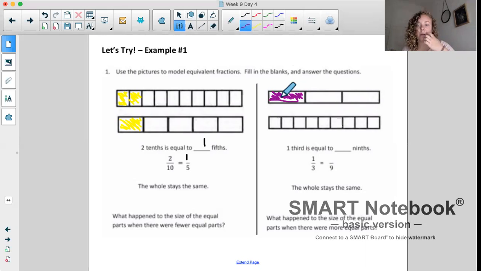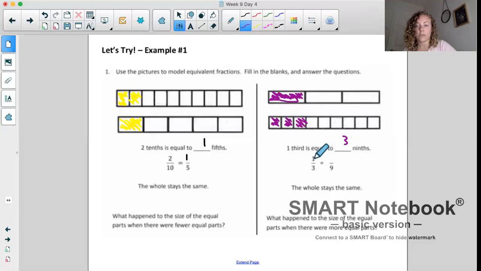All right. Now how many ninths? I'm going to start just shading one at a time. Is that the same size? Nope, I have to keep going. I'm 2/9 now. Is that the same size? Nope, keep going. What about now? Is that the same size? Yes, so 1/3 is equal to how many ninths? 1/9, 2/9, 3/9.